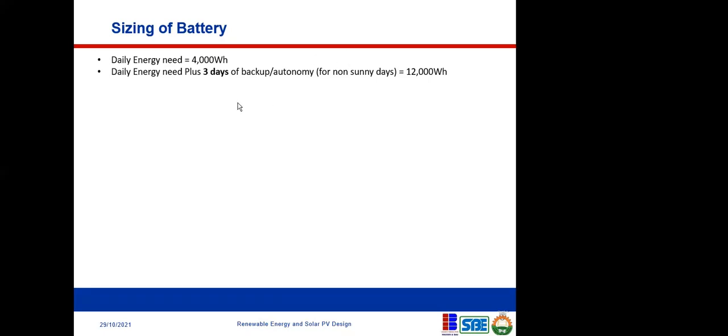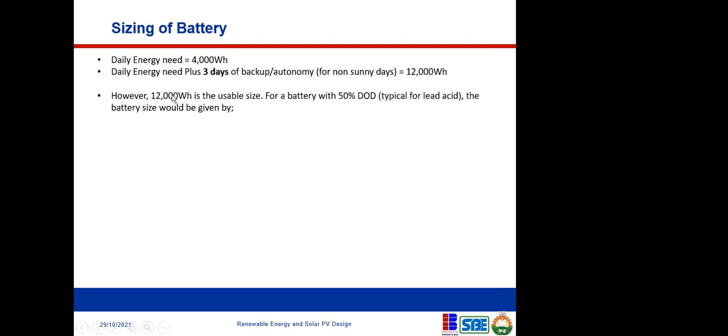So in our exercise, I'm considering 3 days of backup when there is no sun. So, 3 days of autonomy. If you do that, you're going to multiply your daily energy need by those 3 days. When you do that, you're going to have 12,000 watt hour. So I'm sizing my battery to be able to deliver 12,000 watt hour. So how do we do that?